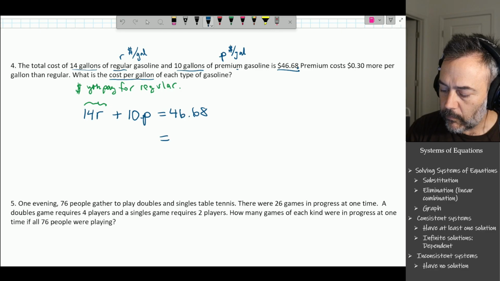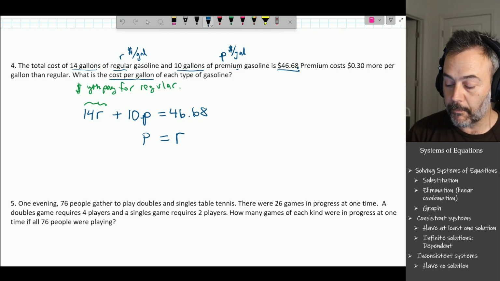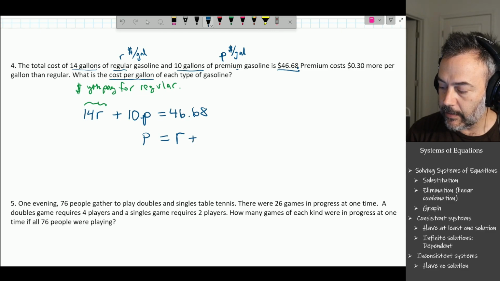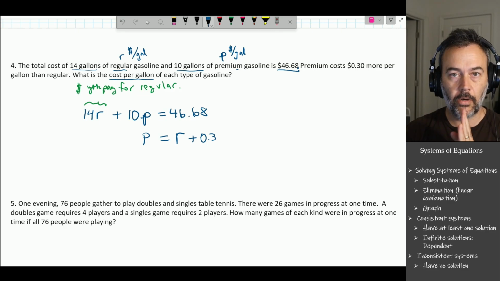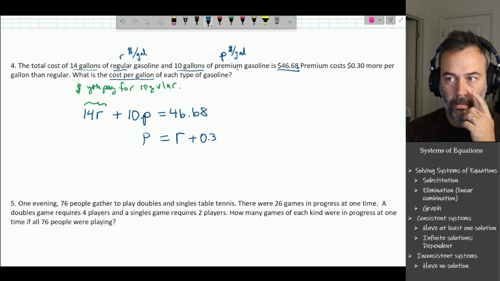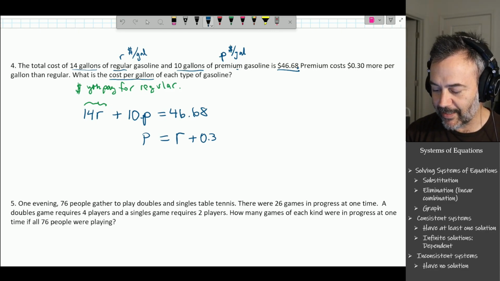They also gave us that premium costs this much more per gallon than regular. So we know premium and regular are not equal. Which one's more? Premium is more. So in order to make them equal, we need to add 0.3 to the right-hand side. You can check yourself on that and say, okay, if I have to add 0.3 to R, that means P is more than R. Sometimes students will put the plus 0.3 on the wrong side.